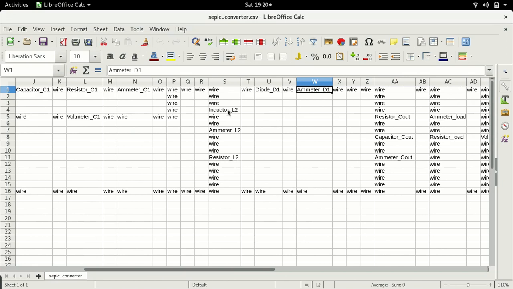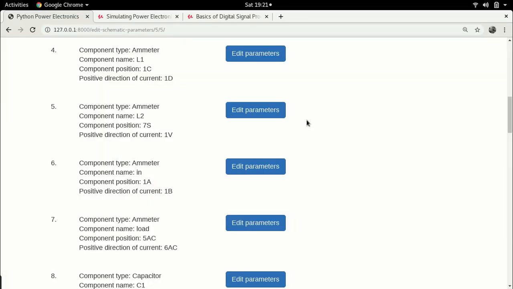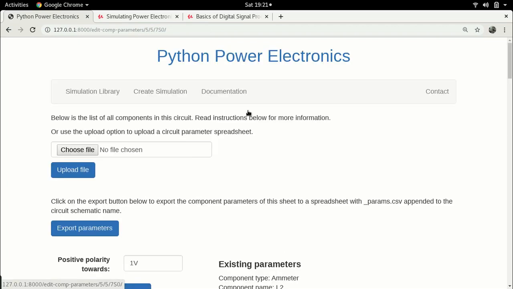This is inductor L2. Now the inductor L2 is charged by the capacitor, right? When the switch is turned on, the inductor is charged by the capacitor in the anti-clockwise direction or counterclockwise direction, which means the current flows in the upward direction, which means this current ammeter has to have a polarity towards the upward direction. So if this is 7S, this has to be 6S. So this will need to change.